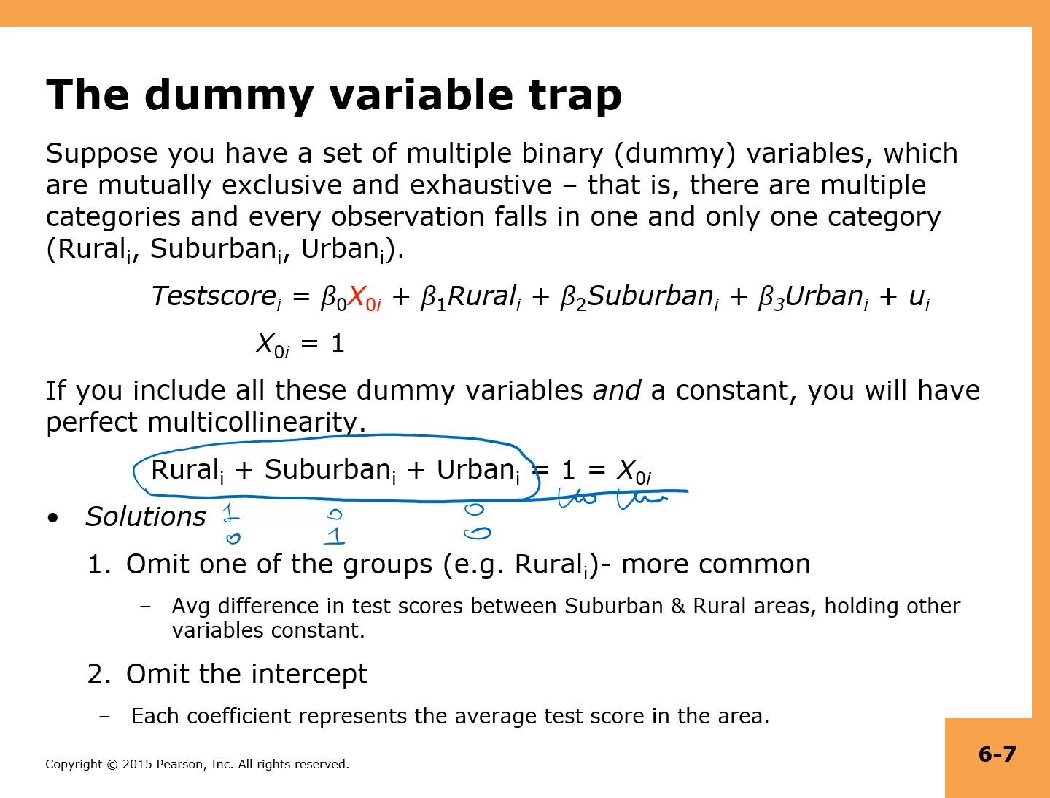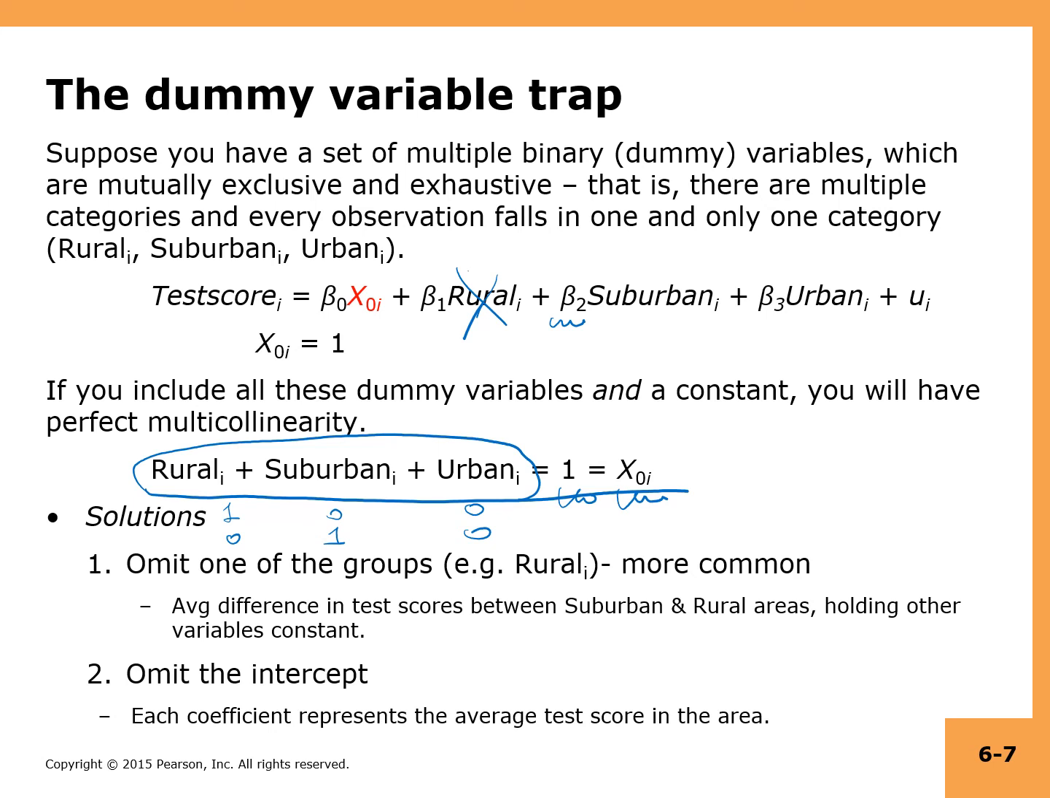One of the solutions in a case like this is to drop one of the dummy variables, and this is the most common way of solving this problem. So you include the intercept, but say you drop the category or dummy variable rural. In this case, the way you interpret the coefficient beta 2 is that this is the average test score difference between suburban and rural area, holding the other variables constant.